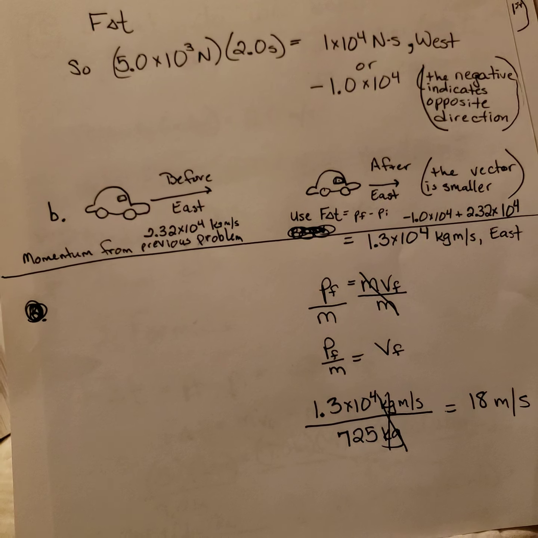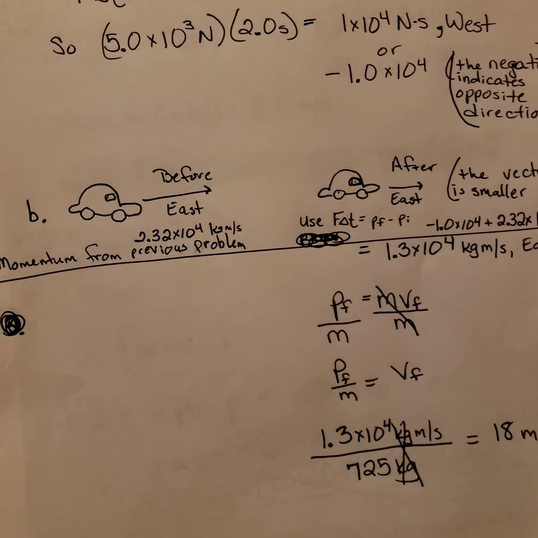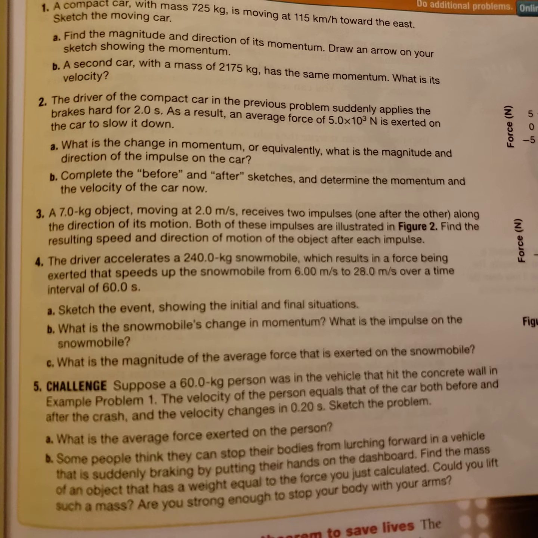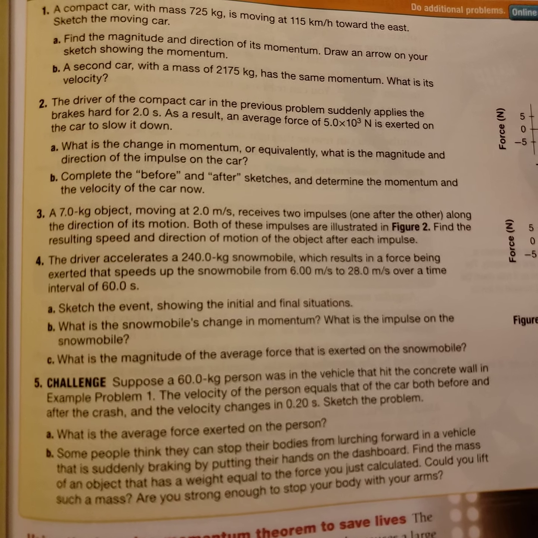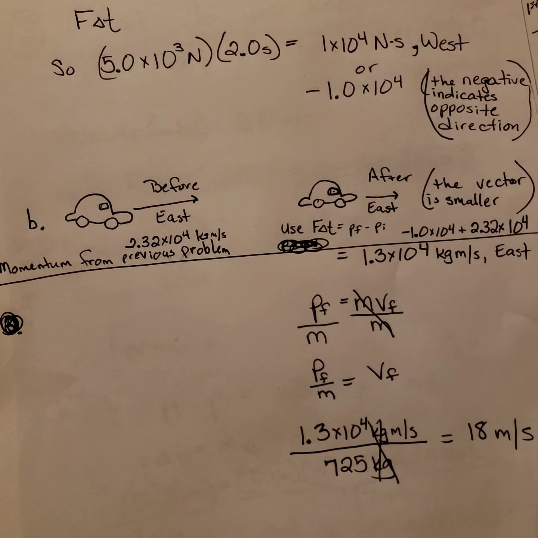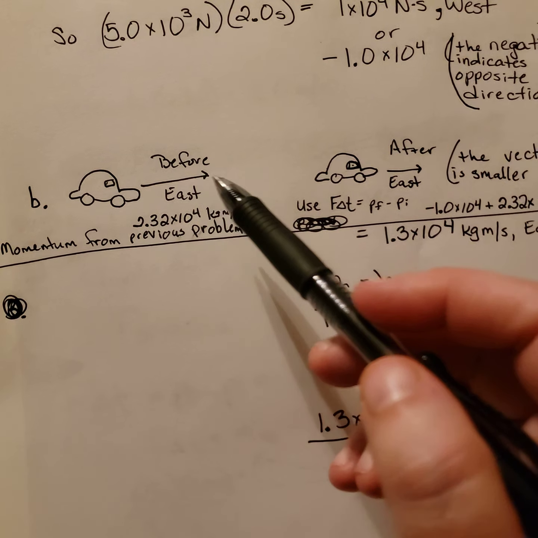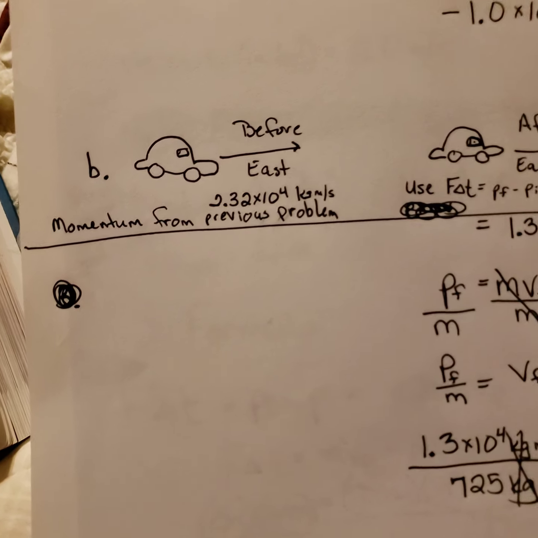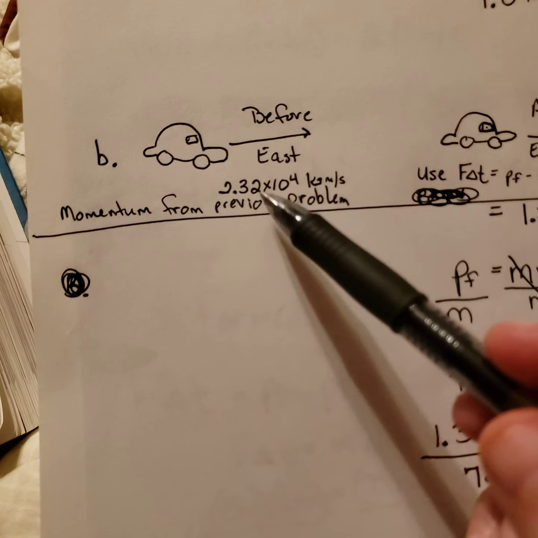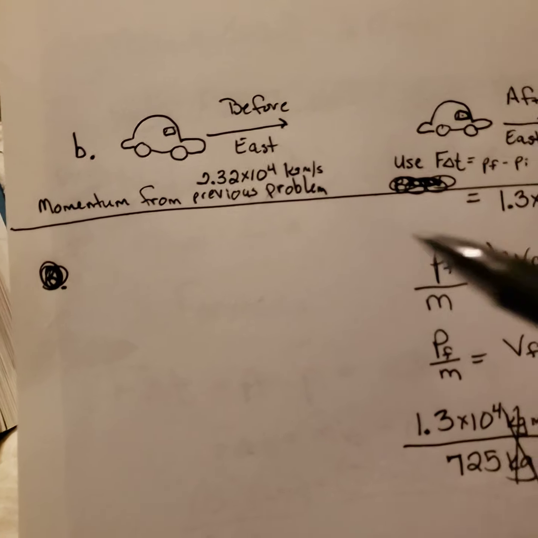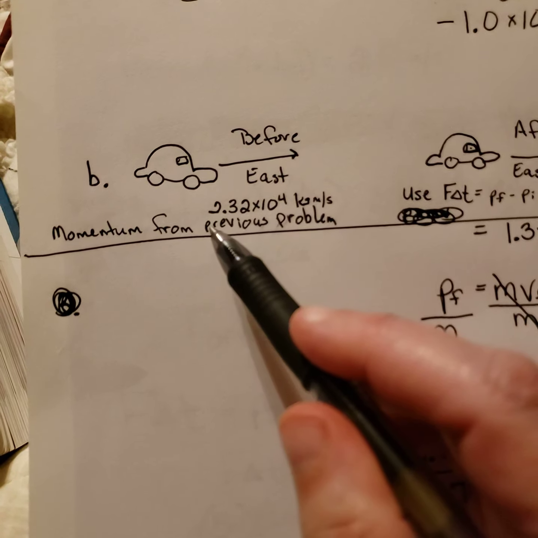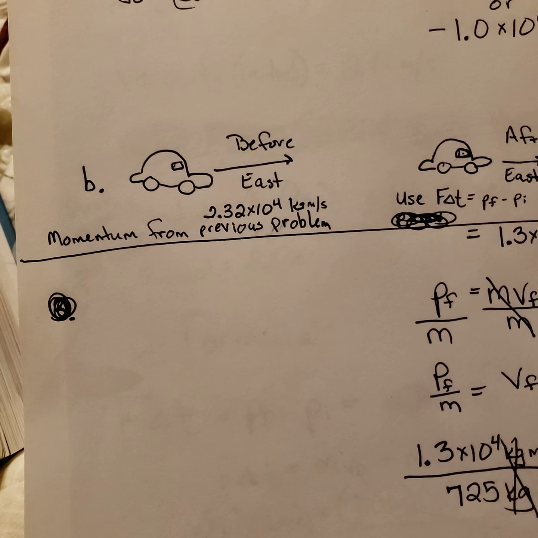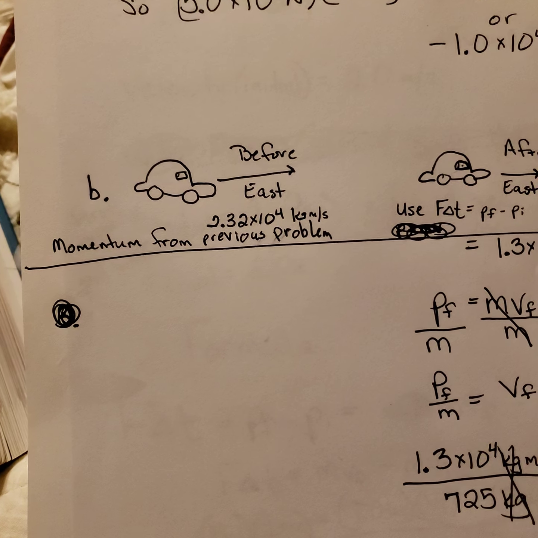So down to my lovely sketches, because B asks us what? To complete the before and after sketches and to determine the momentum and the velocity of the car. Okay, well, here we go. So here's my before. Look, I'm going east. And here's my after. I'm still going east, but my vector is smaller because I've applied the brakes. So the momentum, we got this from the previous problem that I did yesterday. And just as a review, you can find it in the video, or you can see it here. It's 2.32 times 10 to the 4th kilogram meters per second. So that was the momentum we found yesterday about that compact car.